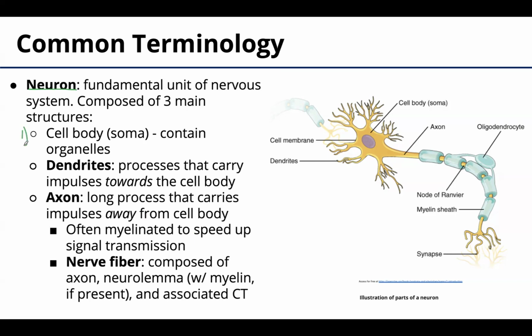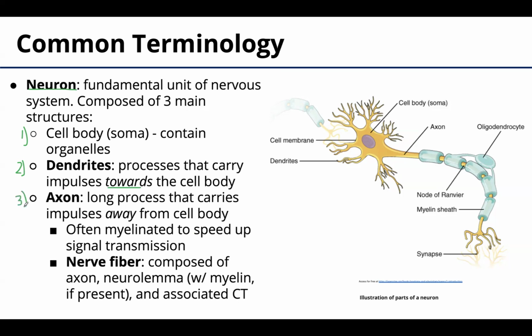There is the cell body, which is where all the organelles hang out, like the nucleus and the mitochondria. You'll also have dendrites, of which there are varying amounts. Dendrite means a little tree, so the processes resemble small branches of a tree or, say, a bush. Dendrites receive and carry impulses towards or to the cell body.